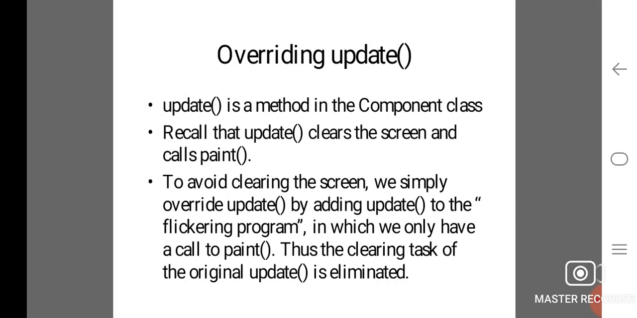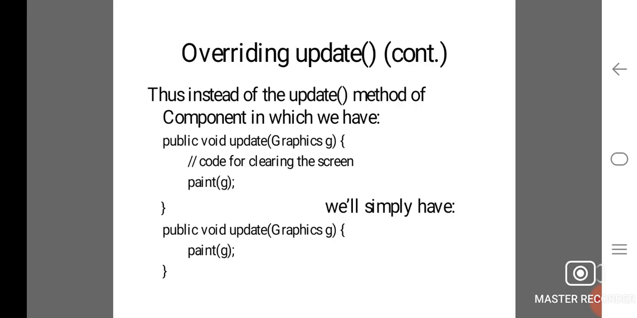Overriding update. Update is a method in the Component class. Recall that update clears the screen and calls paint. To avoid clearing the screen, we simply override update by adding an update method to the flickering program, in which we only have to call paint. Thus, the clearing task of the original update is eliminated.